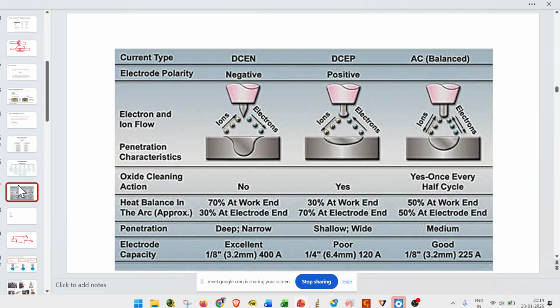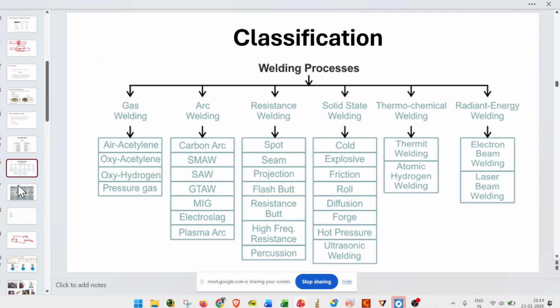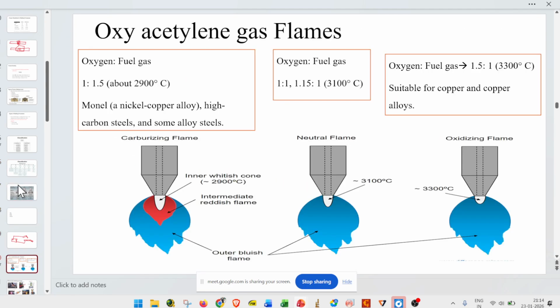Arc welding is one of the most commonly used welding processes in any case. The remaining processes are there, but those are for very specific applications, not a general welding process. Okay, and coming to gas welding, based on the fuel and oxygen ratio, we can classify gas welding into three ways.